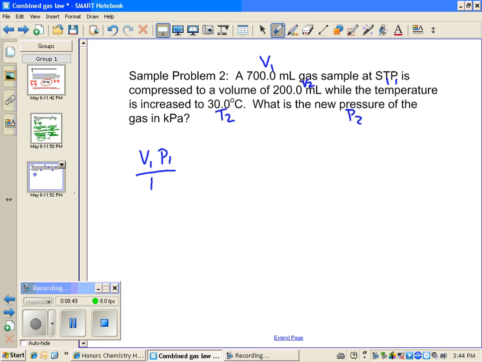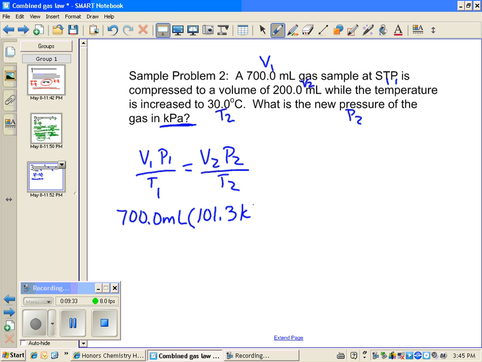Volume 1 times pressure 1, divided by temperature 1, equals volume 2 times pressure 2, divided by temperature 2. All right? Let me doctor that up just a little bit so you'll understand what I'm talking about here. That's a 1. I'm going to plug those numbers in. 700 milliliters times pressure. Now, I have 3 pressures to choose from if I'm doing standard. What I'm going to do is look at my other pressure unit. If you'll notice, it says, what is the new pressure in kilopascals? So I'm going to use standard atmospheric pressure in kilopascals. And if you recall, that is 101.3 kPa. It's very important that you know that number. And my temperature 1 was at standard temperature. Well, that is 273 in Kelvin.